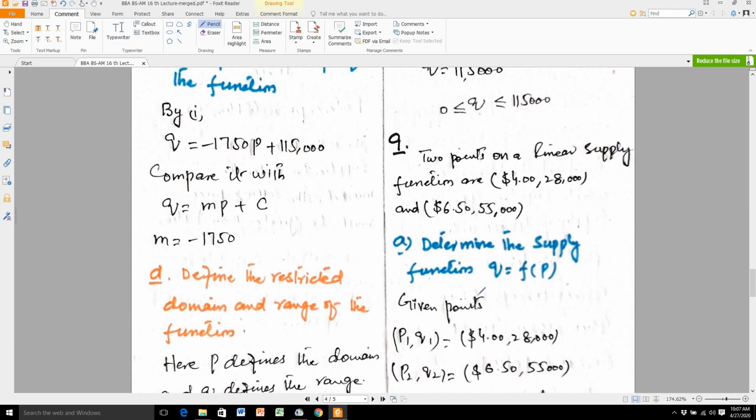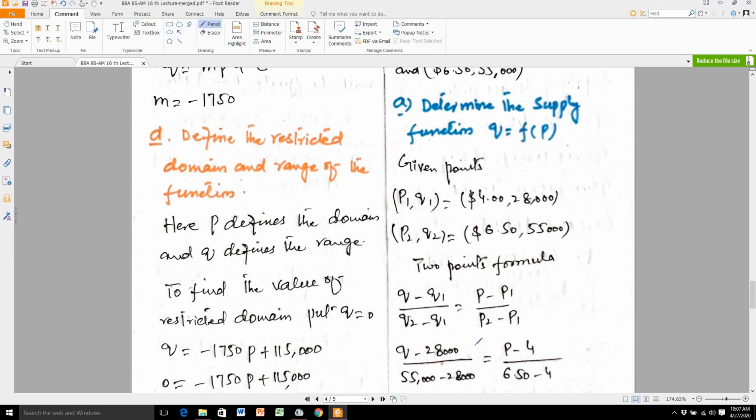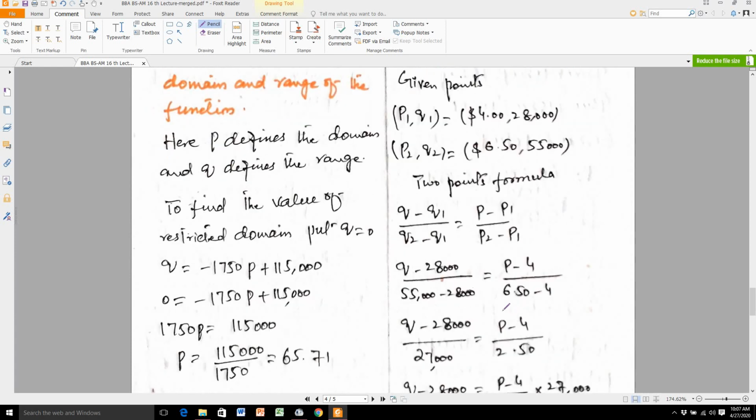Determine the supply function. Q is equal to f of p. Given points p1, q1 is $4 against 28,000, and p2, q2 is $6.50 against 55,000. So again, using the two points formula, q minus q1 divided by q2 minus q1 is equal to p minus p1 divided by p2 minus p1. You see here, this is our Q1 and this is our P1, and here this is our Q2 and here we have P2.